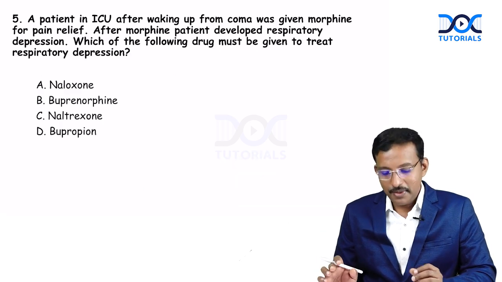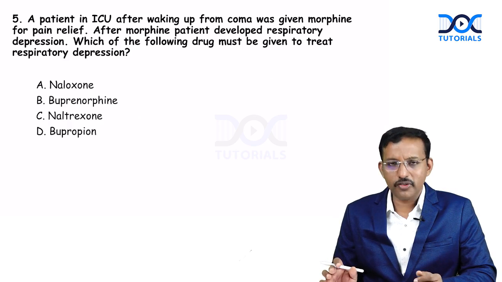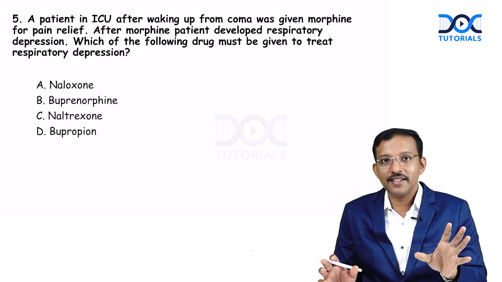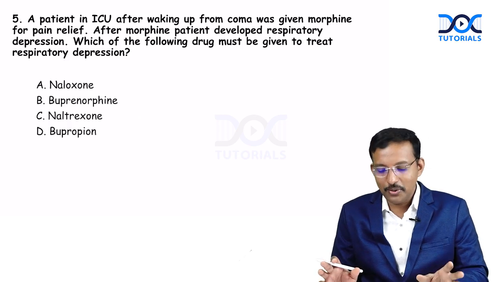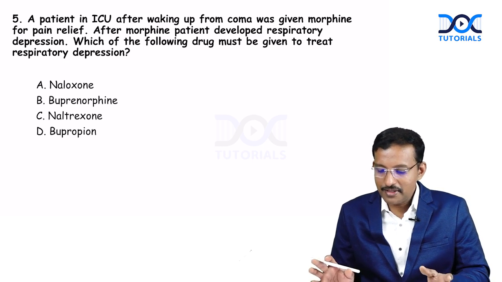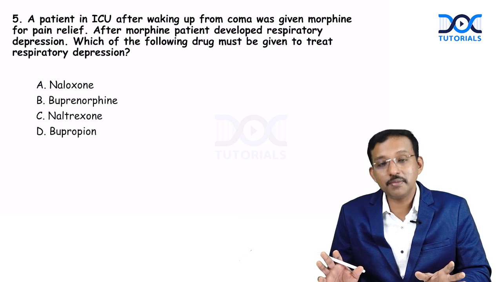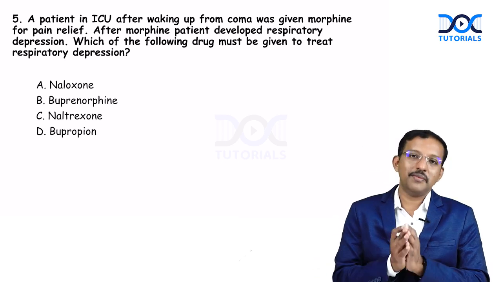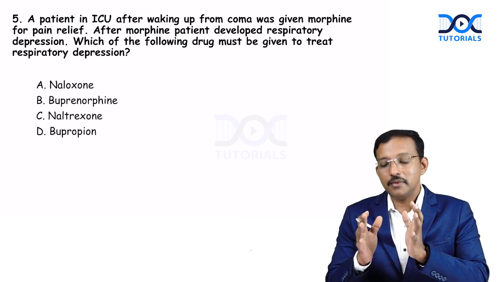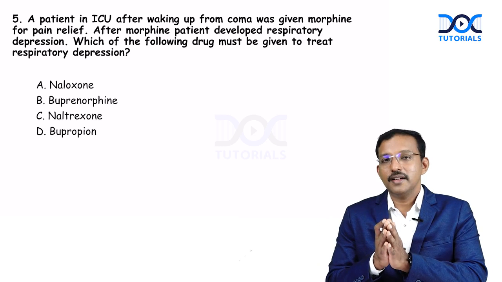Okay, now please see the next question. A patient in ICU after waking up from coma was given morphine. Although the question has become a bit elaborate, the answer is very simple. As all of you know, by the time I read this question, you would have gone to the answer. After morphine was administered, the patient developed respiratory depression. Which of the following drugs must be given to treat respiratory depression? It's a very simple question. You have to use an agonist like morphine, which has been used, and now you have to use an antagonist for that.